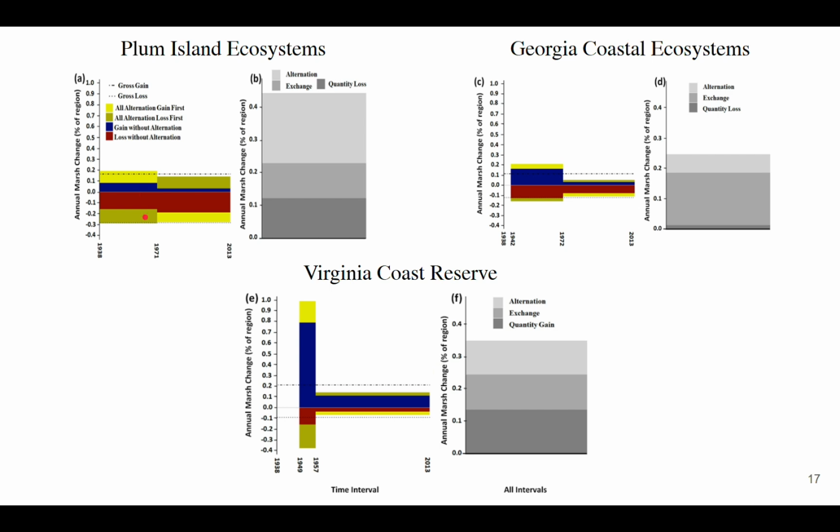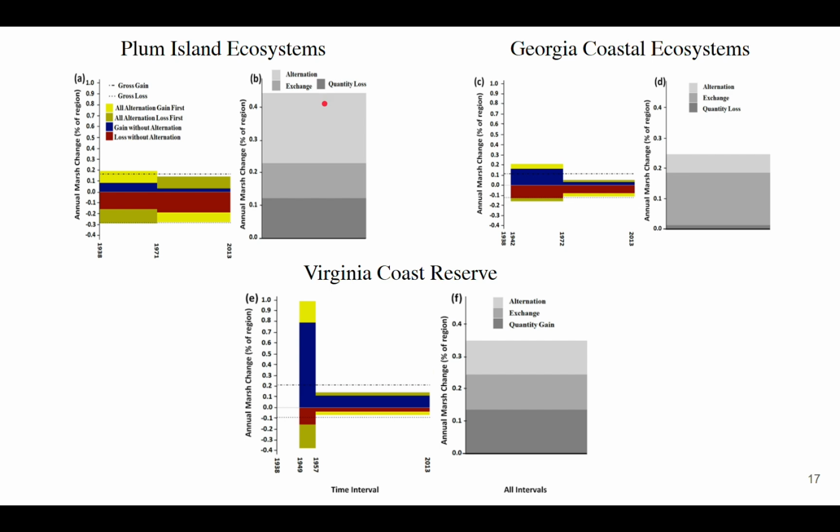PI has more loss than gain during each time interval, thus the gross loss line is farther from the time axis than the gross gain line. The quantity component reflects a net loss across the temporal extent. Alternation accounts for about half of the change during the temporal extent.